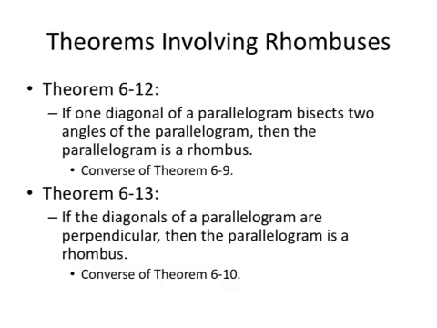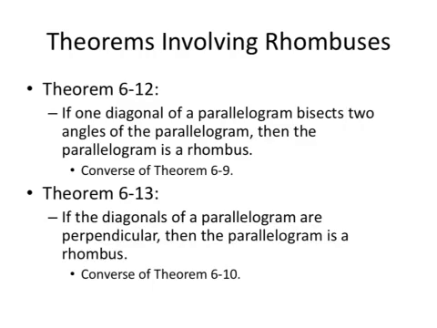More theorems involving rhombuses. Theorem 6.12, which is the converse of Theorem 6.9, says if the diagonal of a parallelogram bisects two angles of the parallelogram, then the parallelogram is a rhombus. What this theorem is useful for is showing that if you've got a parallelogram with a diagonal that bisects its angles, you know that parallelogram is a rhombus. So we use this for proving that a parallelogram is a rhombus. Notice that you first have to know that your figure is at least a parallelogram before you can use this theorem.